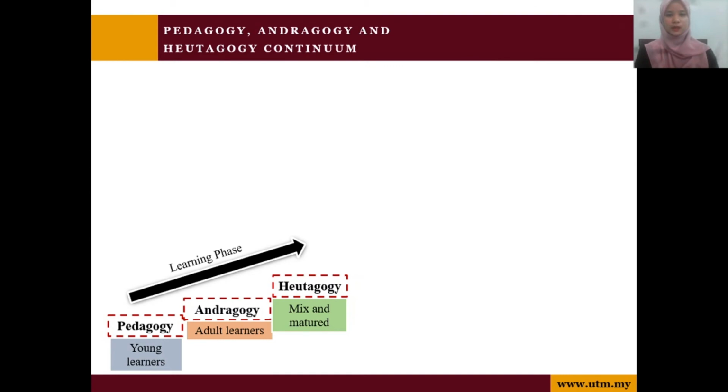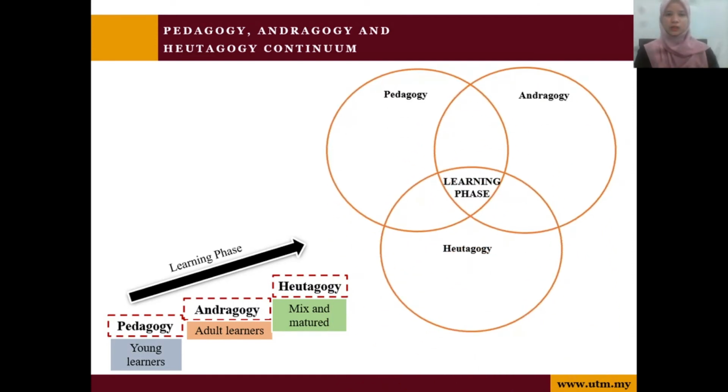Pedagogy, andragogy, and heutagogy continue. Usually, these three phases refer to the stages of the learning phase. Started with pedagogy for young learners, then followed by andragogy for adult learners, and heutagogy for mixed and mature. In pedagogy, it indicates that young learners have a lack of experience and need a high level of instructor control. Meanwhile, for andragogy, adult learners start to have high maturity and autonomy based on their young experience and have low instructor control since they choose their own path.